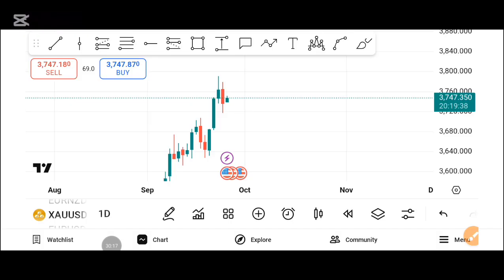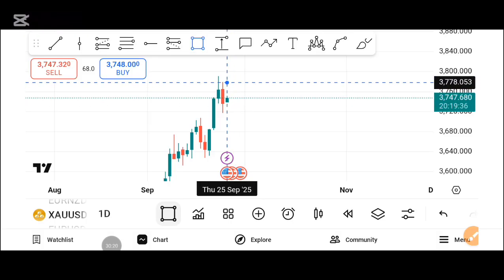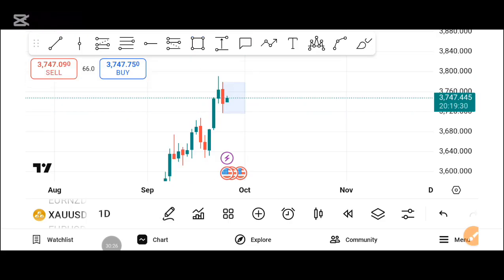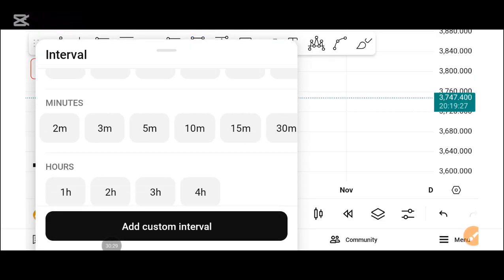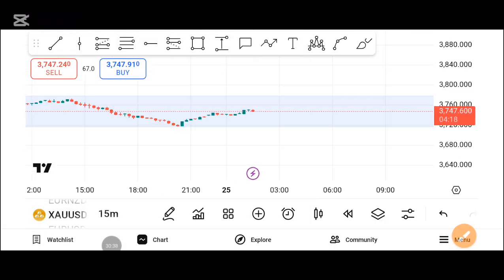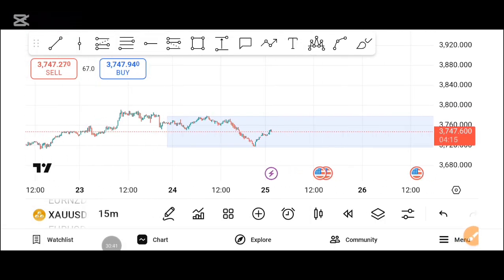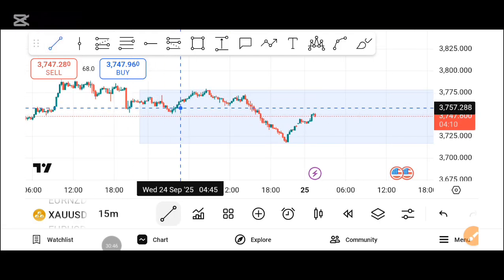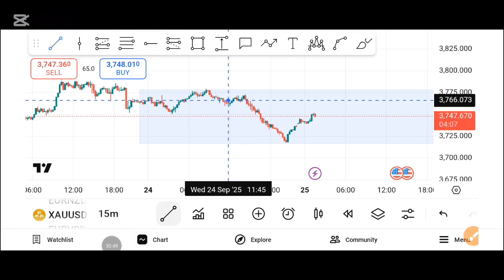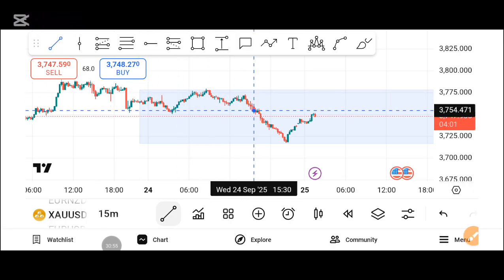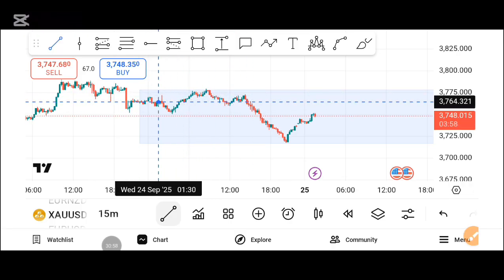Let's pause on this. So this is a daily candle, right? Now let's go down to our 15 minutes. This is our 15 minutes, alright? So let's click on it. Now you can see for yourself. This candle that took 1 day to be formed, look at how many candles were formed within just 24 hours, which is 1 day.